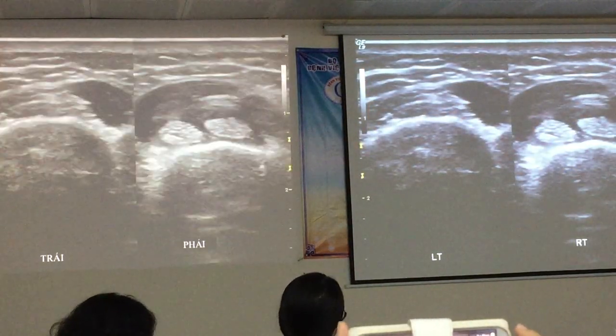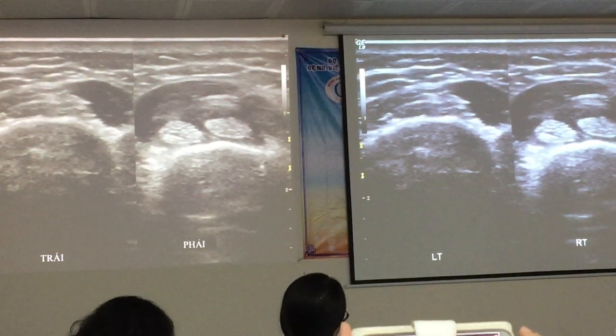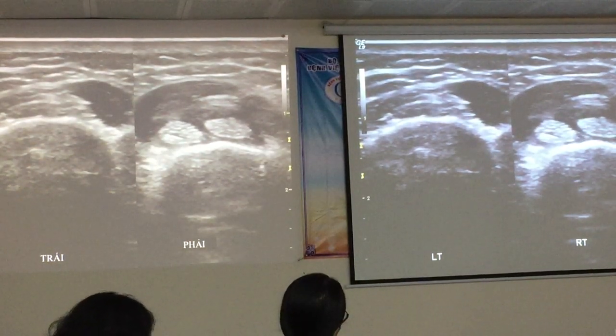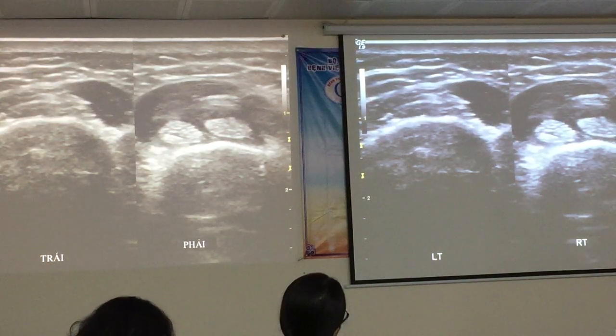So you can see here, this is the normal side, and this is the abnormal side. So you can see that there's quite a bit of thickening change between those two sides.